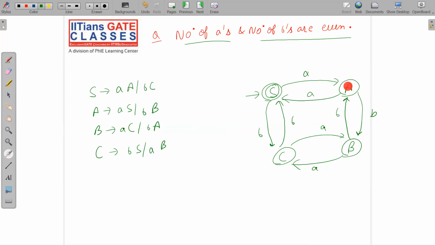S implies A, see here A, and B C. B is going to C. A implies AS and B B. B implies AC or BA. C implies BS or AB.